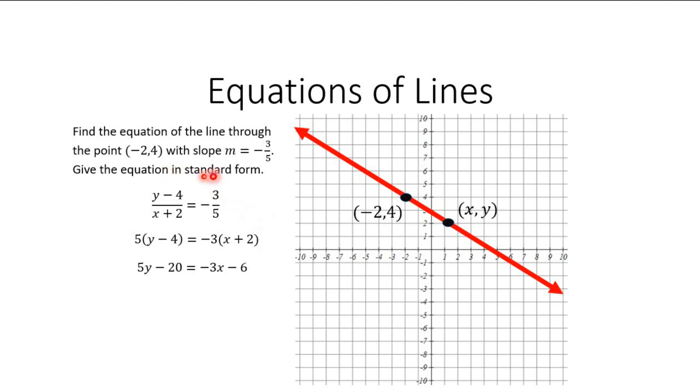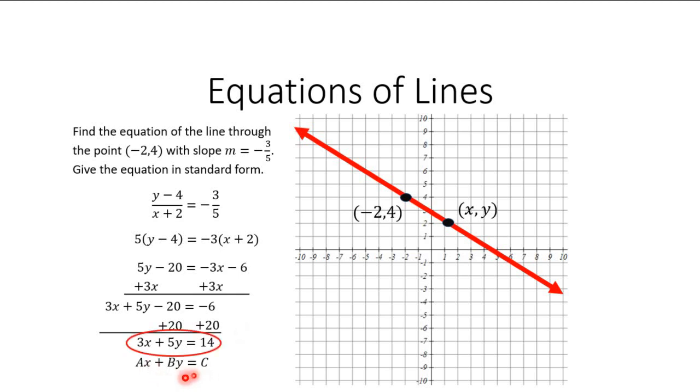Then in order to put it in standard form, I have to make sure that all the variables, the negative 3x and the 5y, are on the same side. So I'll move the negative 3x to the left side by adding 3x to both sides. I'll get 3x plus 5y minus 20 on the left. And the 3x and the negative 3x cancel on the right, leaving only negative 6. The last thing I need to do is add 20 to both sides, and I get 3x plus 5y is equal to 14. And this is the standard form, Ax plus By is equal to C.